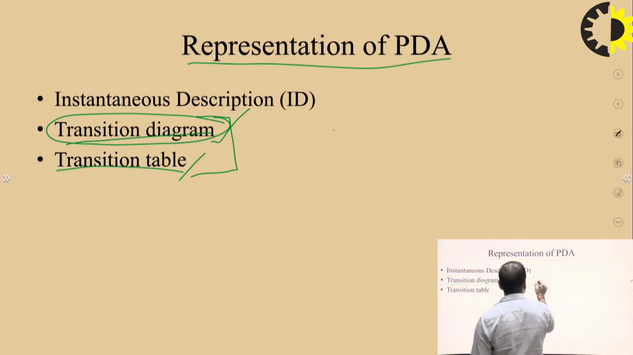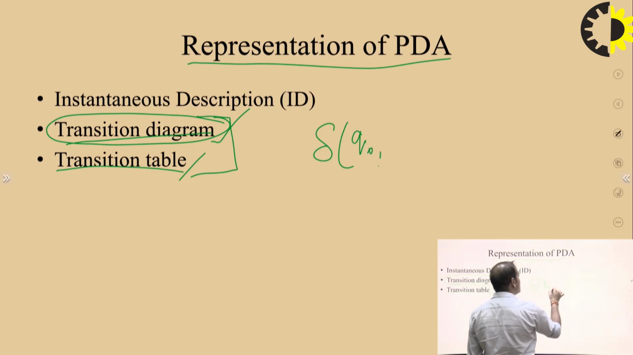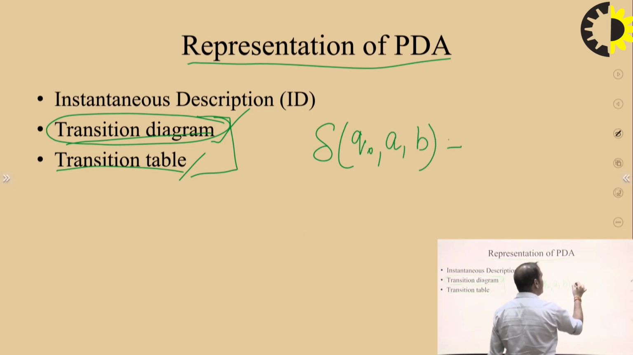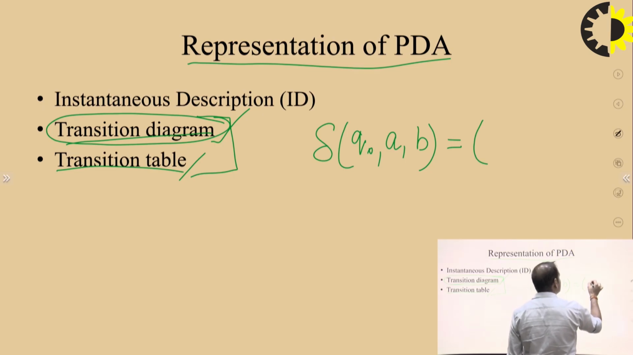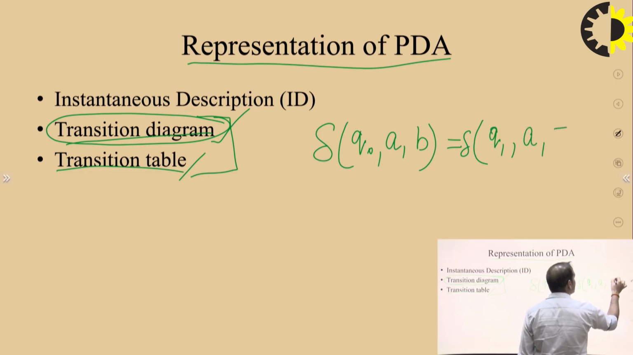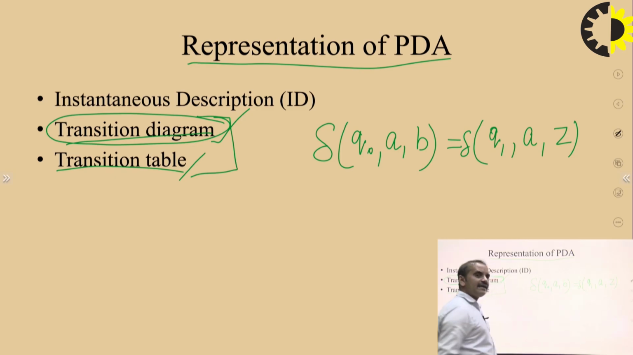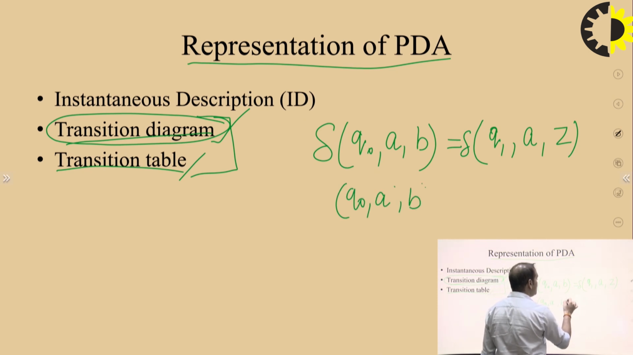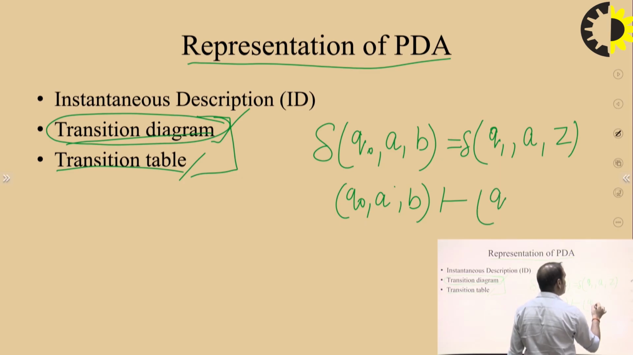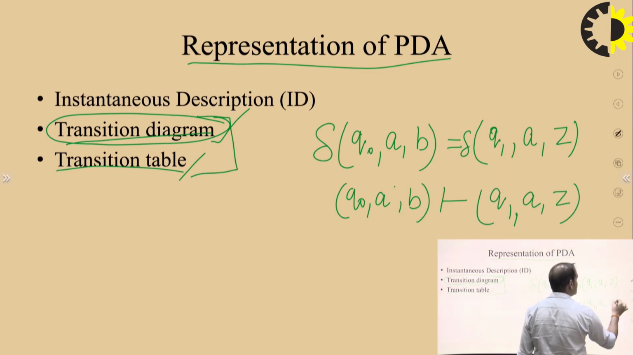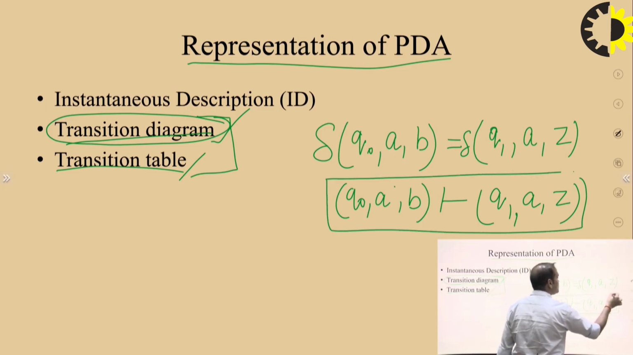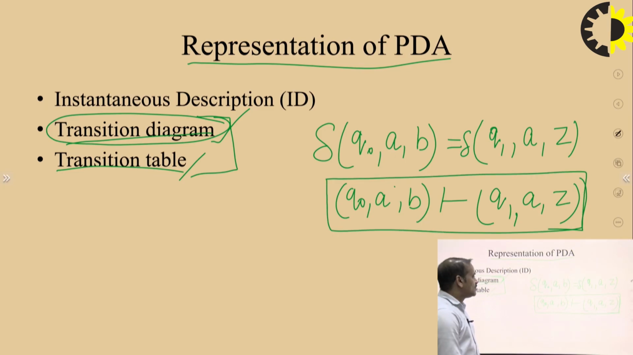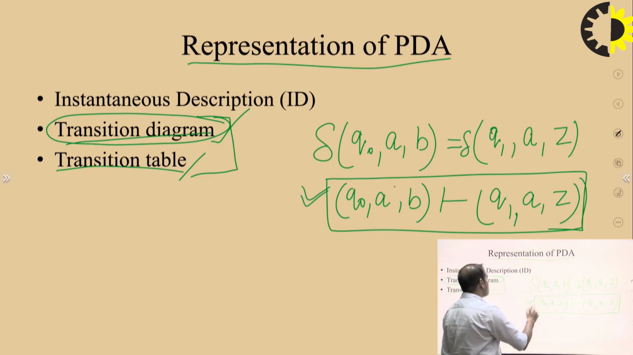Instantaneous description means like this. We write delta, state q naught, input a, top of the stack b. We write here next state q1, input a, and top of the stack z, like this. If we want to write this transition function as an instantaneous description, we write like this: q naught, a, b, then state q1, a, z. This is called instantaneous description, and this is the main way to represent the PDA.